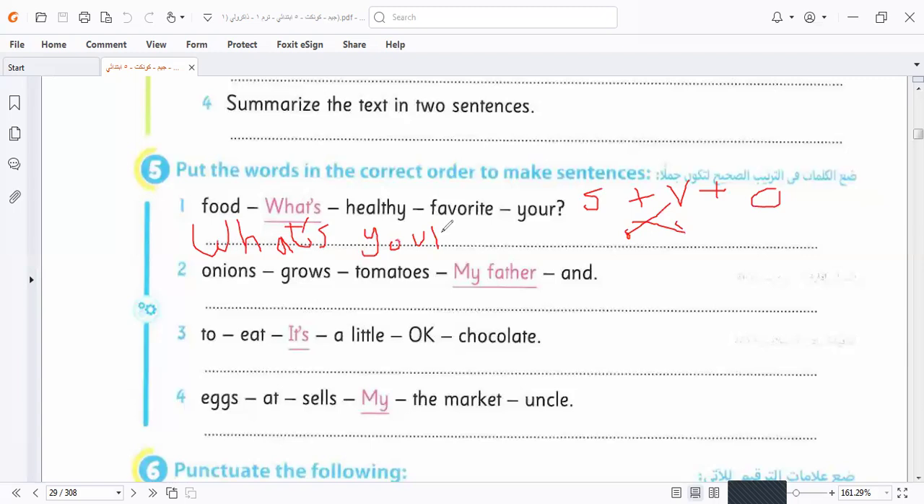What's your favorite healthy food? And I put what? I don't forget. What's your favorite healthy food? And I put the question mark at the end of the sentence.